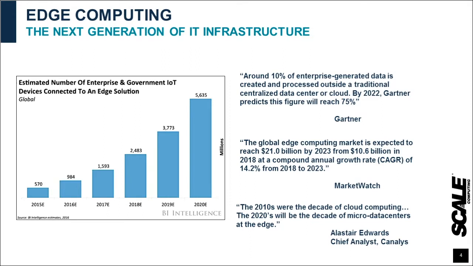And the driver behind that trend is that currently, around 10% of enterprise generated data is created and processed outside of the data center. So 10% of it is processed at those edge sites. By 2022, Gartner predicts that the figure is going to reach 75%. So all of a sudden, we're having this boom in digital information that's being collected outside of the four walls of the data center, which still needs to be regulated.